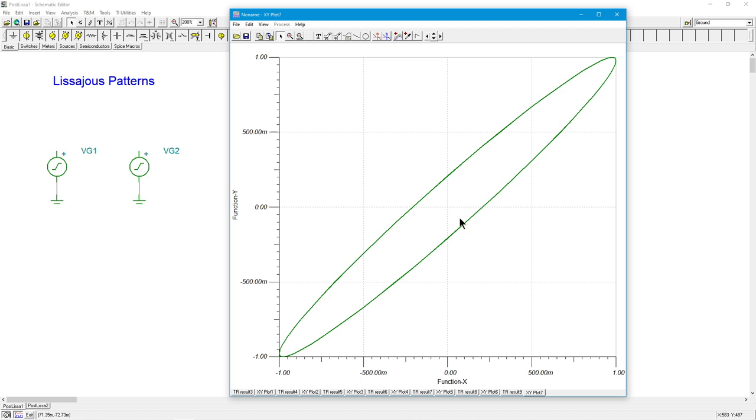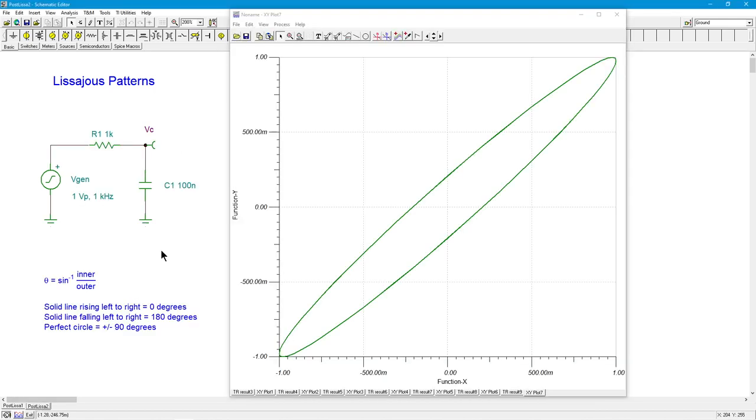All right? Okay, so just to kind of show what's happening here, let's shift over to an RC network. This is going to have a phase shift. This happens to be the formula, the arc sine of inner over outer. Right? Now, I've already discussed this. Solid line rising left to right is 0 degrees. Solid line falling left to right, like this, is 180. Perfect circle, you got plus or minus 90 degrees. Right? So you get something like this in between.